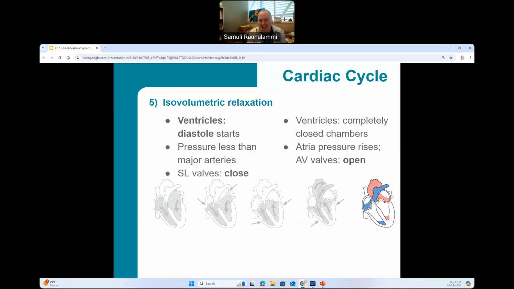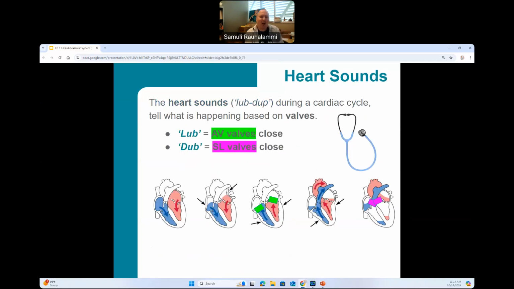Now, let's discuss also what we can hear with a stethoscope during this process. We often listen to patients' chests for sounds that will tell us what is happening within the cardiac cycle. So we use a stethoscope for this. We will hear two noises, lub-dup, followed by a pause, and again lub-dup. These sounds tell us what the heart valves are doing and which heart valves are closing.